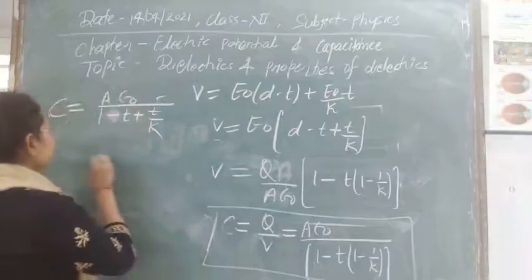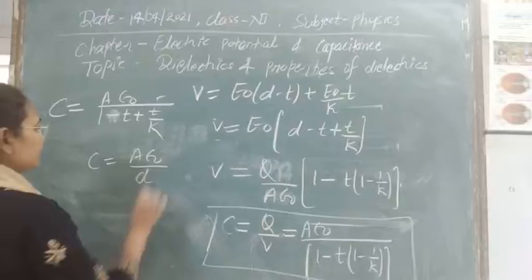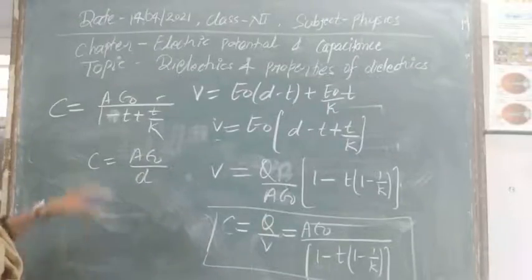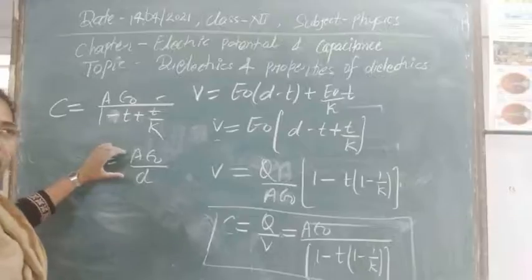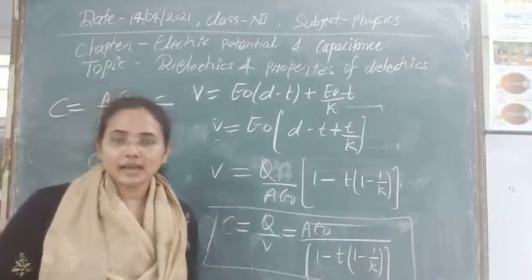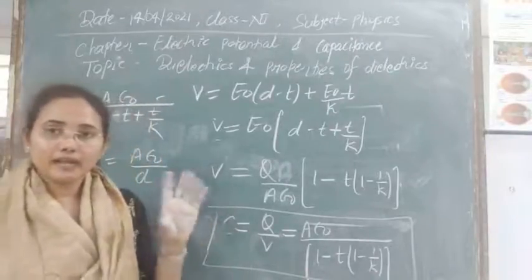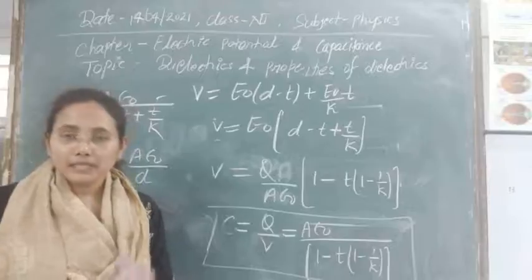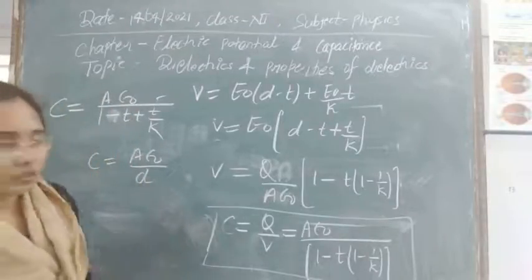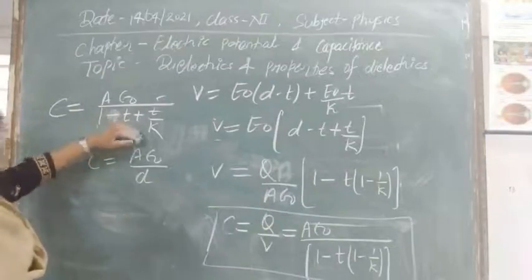Before this, the capacity was equal to A epsilon 0 divided by D only. So this was the capacity when no medium was present, or simply air was present inside the parallel plate capacitor. But if we put a dielectric slab of thickness T inside that parallel plate capacitor, then its capacity changes. So now we can see how the capacity is changing and which factors it depends on.